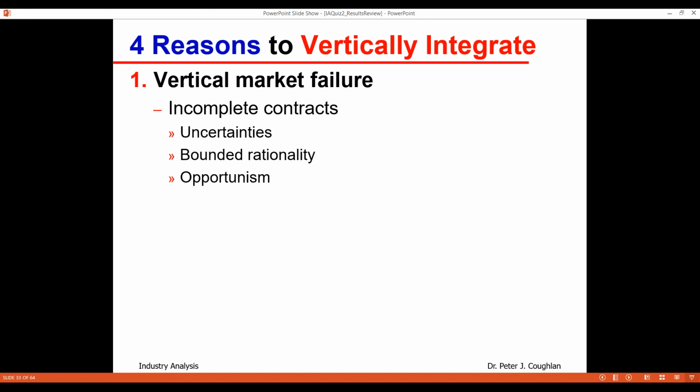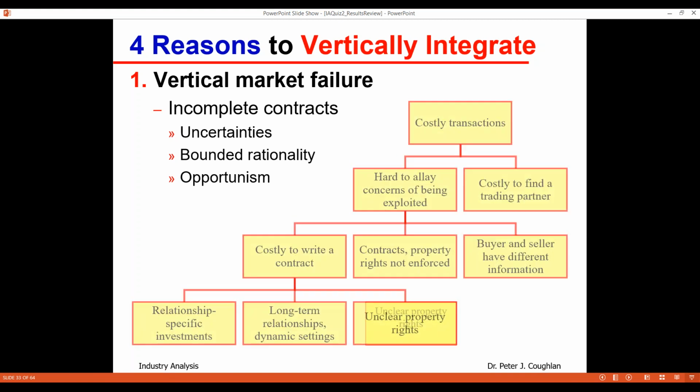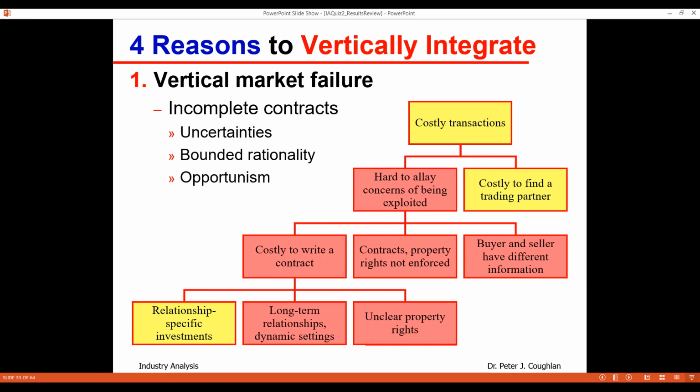So one way to think about this is if we go back to, remember in lecture 7, I actually gave you a diagram like this that talked about all these different types of market failures, right? Most of them were actually of this category. So all the ones I just shaded in red there, those are all about opportunism, about uncertainty, right? This idea of being hard to relay the concerns of being exploited, that they might take advantage of you. Some of them could be, it's costly to find a trading partner. That's few buyers and few sellers. It could be about a relationship-specific investment. We just talked about that. But the other ones are all about unclear property rights, long-term relationships in changing dynamic settings, right?